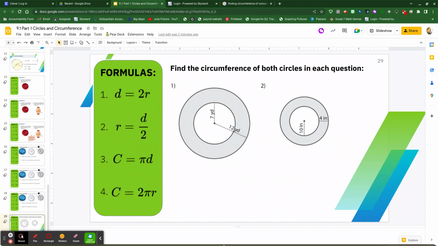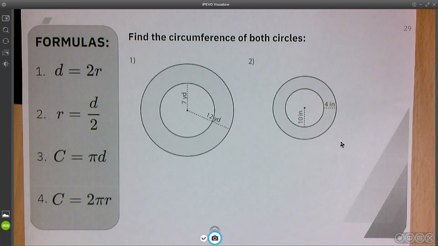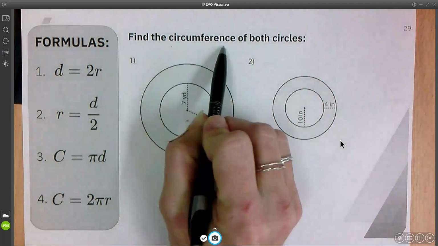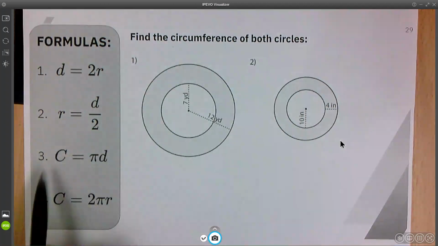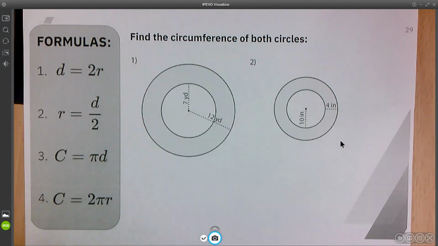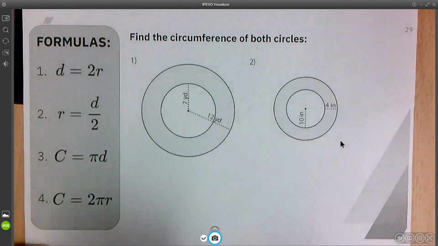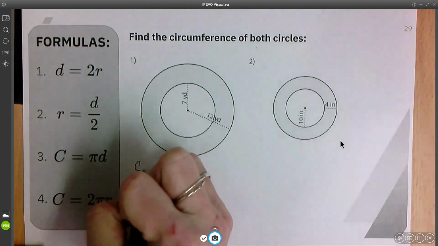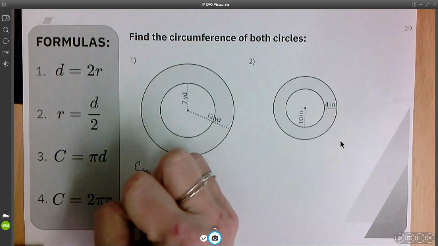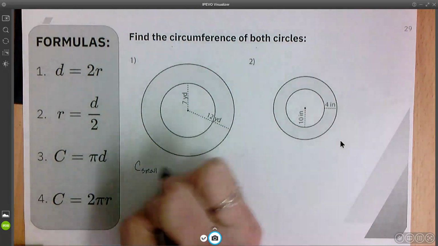So let me click over to our camera here so we can see on our paper here. So we'll start with number one. Since they're asking me for circumference, I know I'm either going to use formula 3 or formula 4. So I have to look at the given information and determine if I have the diameter or the radius. And since I have two circles, I'm going to have to find the circumference 2 times. So the first one I'm going to do is going to be the circumference. And I like to make a little note here of the smaller circle.